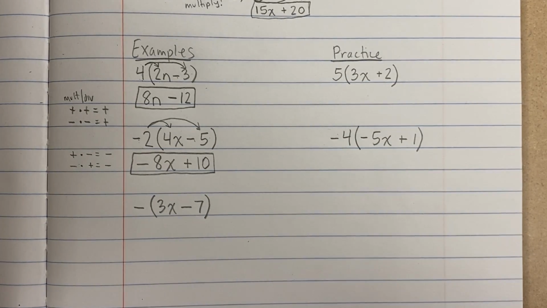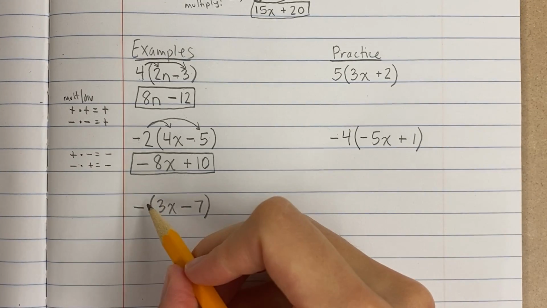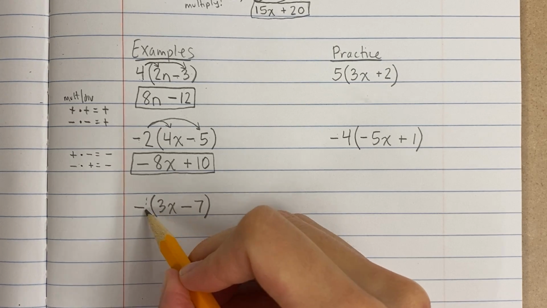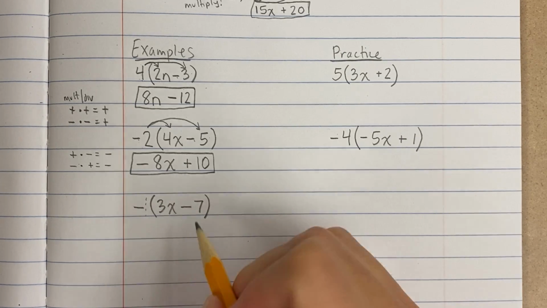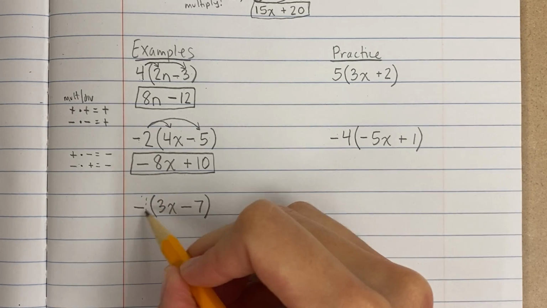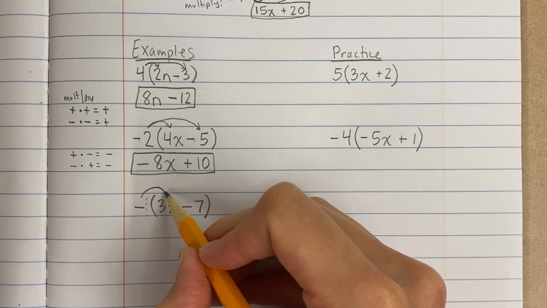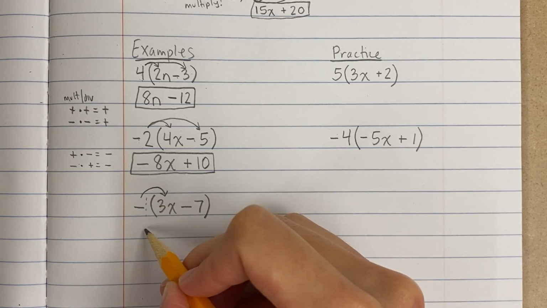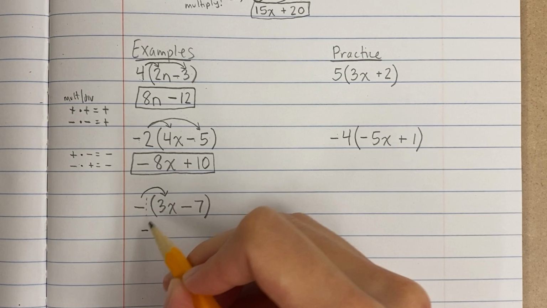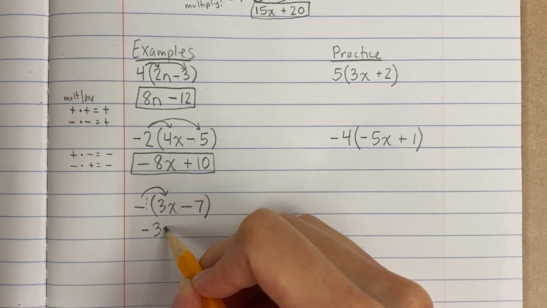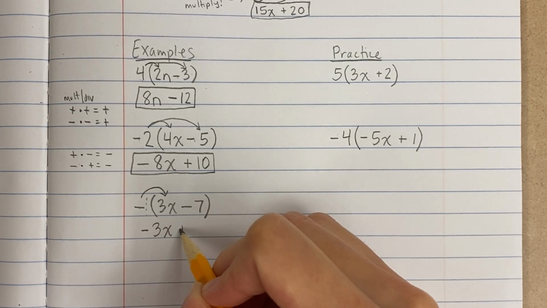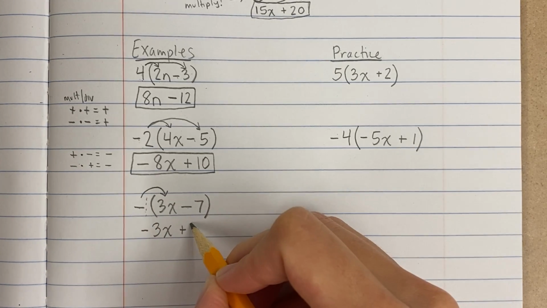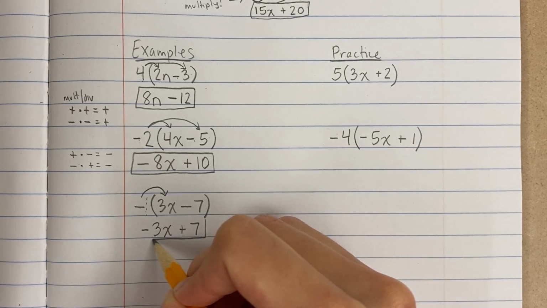Notice this one. It seems as if there's not a number out in front, but in fact there is. This is a negative 1 being multiplied by these two inner terms. You might want to observe what happens here. Negative 1 times 3. Negative times positive is negative. 1 times 3 is 3, and this is 3x, so it's negative 3x. Here, negative times negative is positive, and 1 times 7 is 7, and this is my answer.